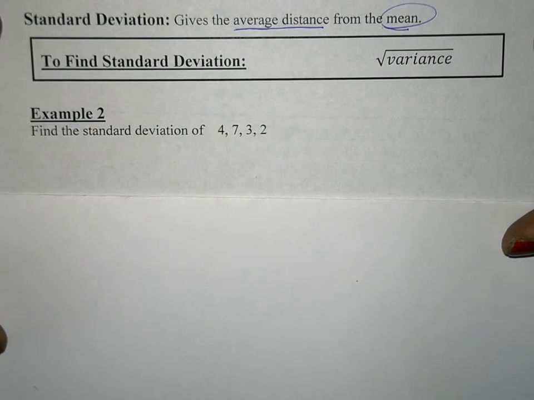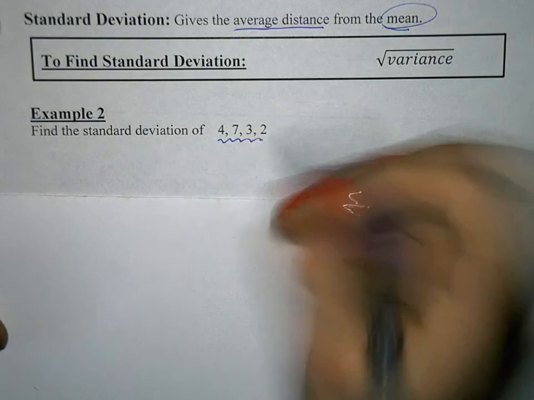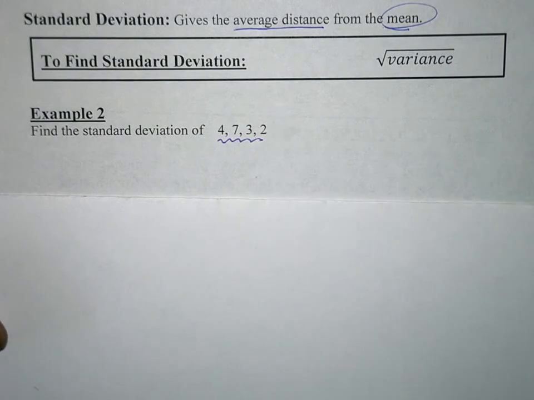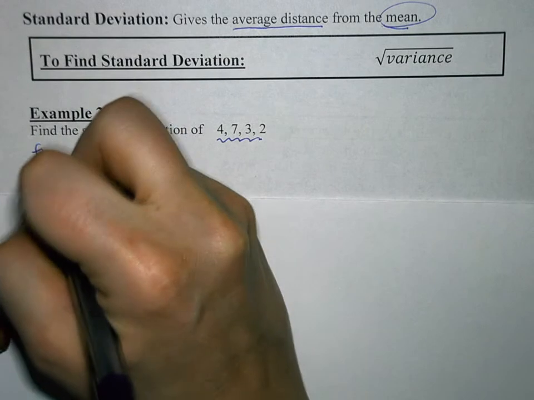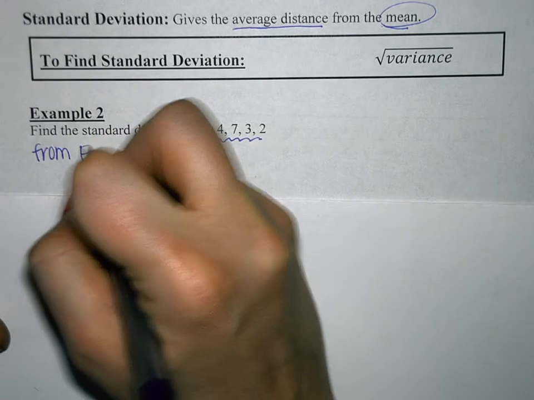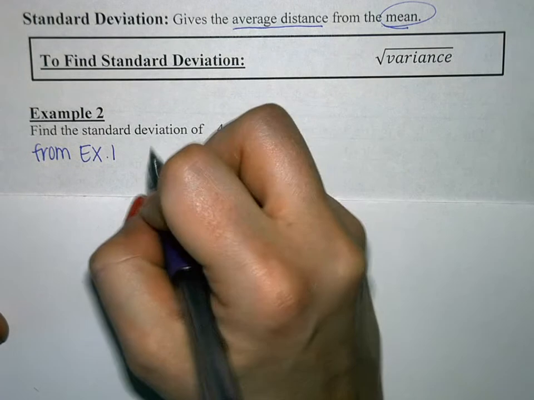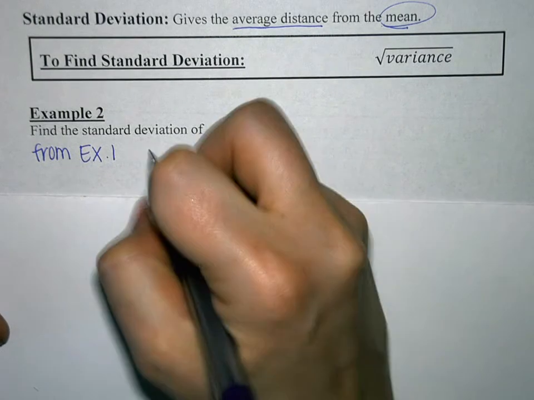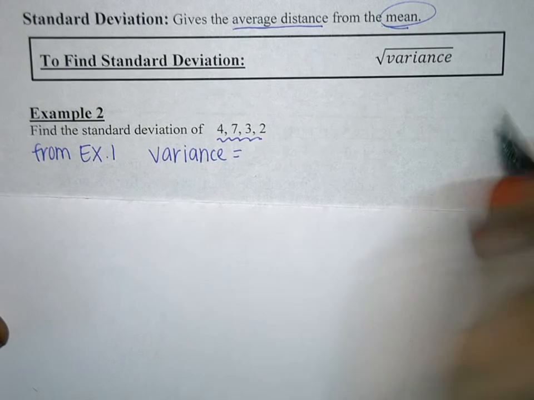So example 2, I want you to find the standard deviation of this set of data, 4, 7, 3, 2. This is actually the exact same set of data from example 1. So I'm just going to write that right here, from example 1. I'm not going to do all of the work again because I already gave you the variance. So the variance was equal to 3.5.